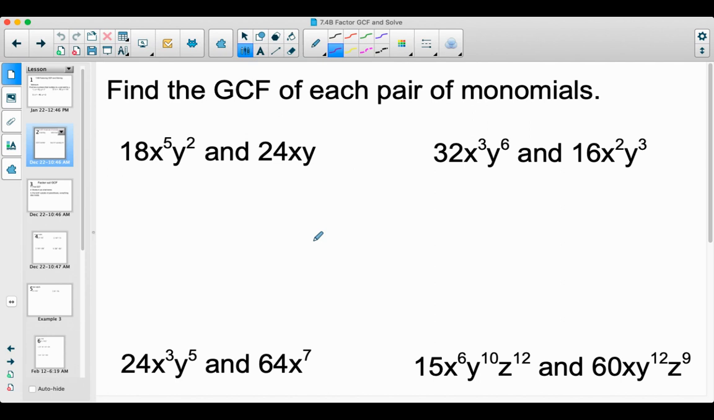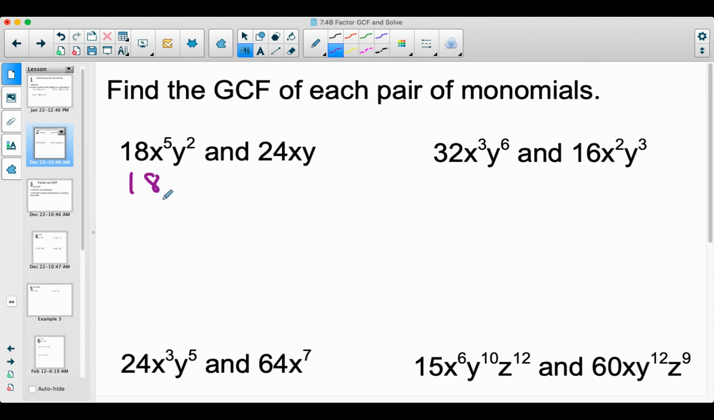Okay, in this video, we're going to take a look at how to find GCFs out of monomials. So, just to refresh our memory, we need to first think about our numbers. And so we're comparing 18 and 24.